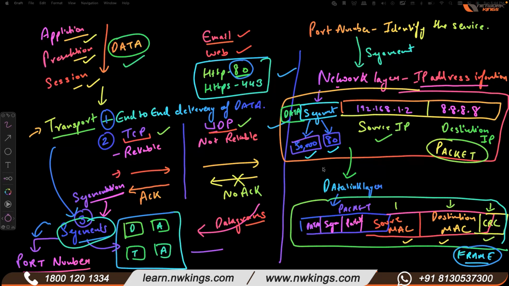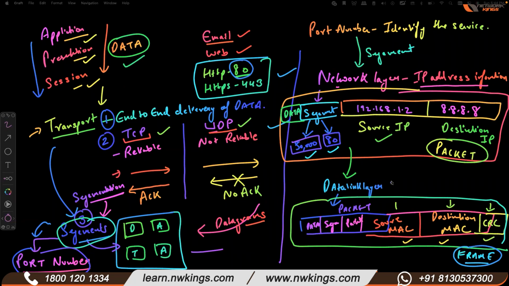We are just adding information on every layer. So when we send data from here, the transport layer divides the data and it adds the port number. So we add the port number here. When the data goes to the network layer, it adds the IP address. The network layer sends the data to the data link layer, and the data link layer adds the MAC address.